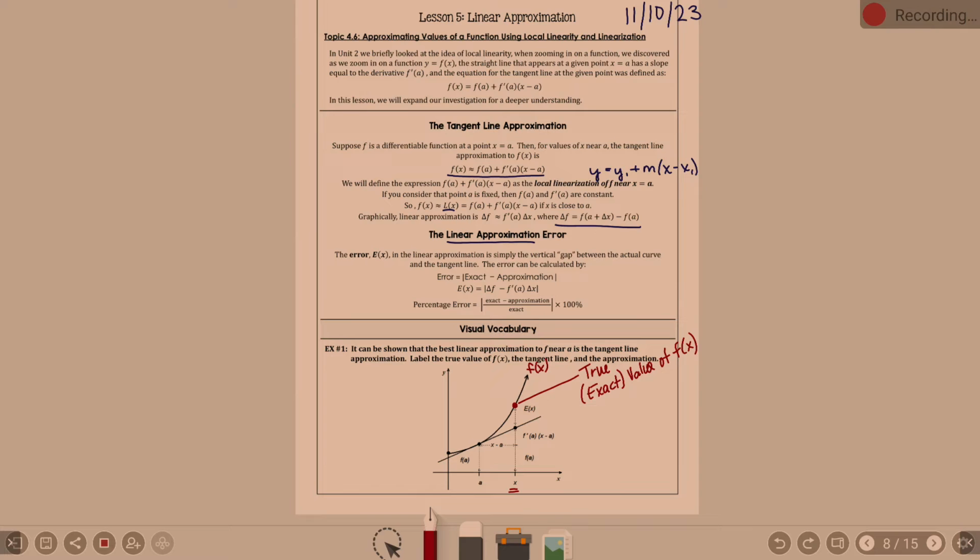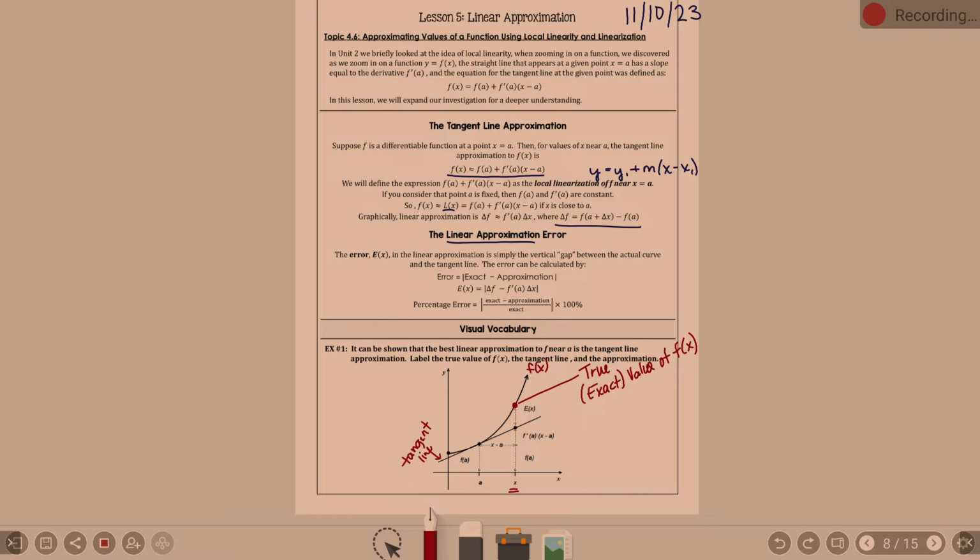Where's the tangent line? The line. That's right there. The line. Okay. The straight line, yes. Not the curvy line. I know. So I'm going to label this down low. So there's our tangent line.